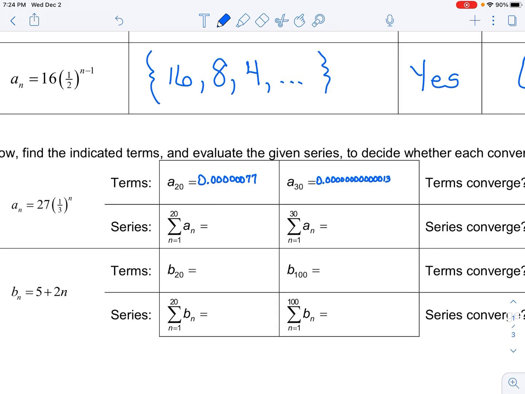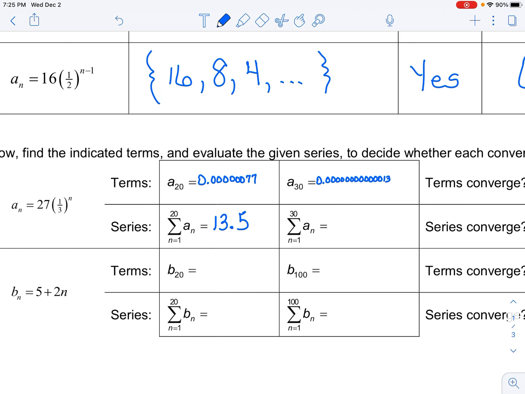Now it wants me to find the series. I would use the summation key on your calculator, if you have a calculator that does the summation, and type in this summation. But in your a sub n, you've got to put the 27 times your 1/3 raised to the x. Okay. So what it's doing, it's going to add up all of the terms, the first 20 terms. And when I do this, I get 13.5.